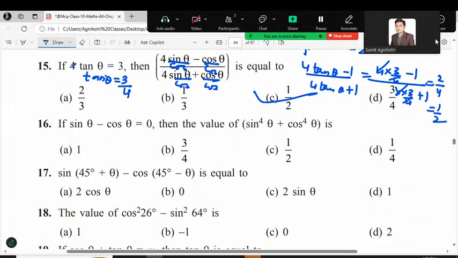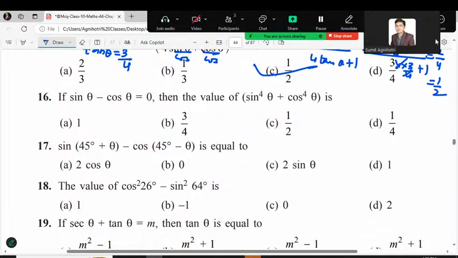Come to the 16th question. Sin theta minus cos theta being 0 means sin theta is equal to cos theta. That means theta is 45. And sin 45 is 1 by root 2. 1 by root 2 squared becomes 1 by 2, 1 by 2. 1 by 4 plus 1 by 4 becomes 1 by 2.